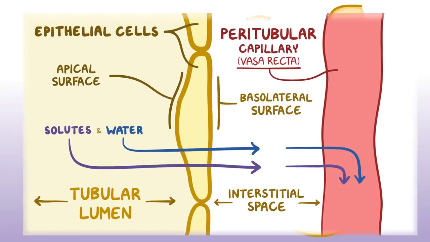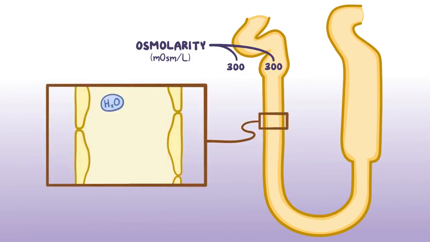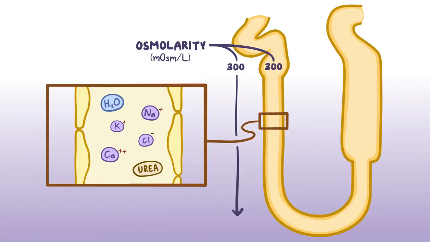Now, when the tubular fluid leaves the proximal tubule, it has an osmolarity of around 300 milliosmoles per litre, which is the same as the osmolarity of the interstitial fluid around the tubule. The tubular fluid mainly consists of water, sodium, potassium, chloride, calcium and urea. When it travels down the descending limb, the osmolarity in the medullary interstitium increases rapidly from 300 milliosmoles per litre at the top to 1200 milliosmoles per litre at the bottom, where the loop bends. Most of that osmolarity in the interstitium is due to large quantities of sodium as well as some urea.